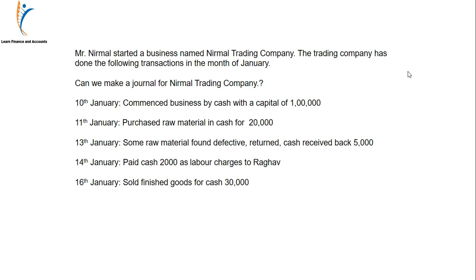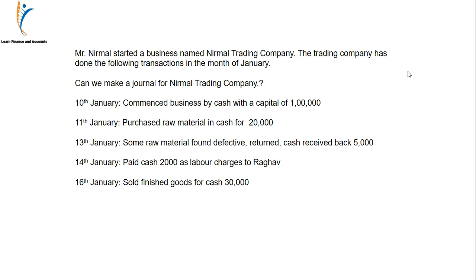The first transaction is that on 10th of January, the business was started by cash with a capital of 1 lakh rupees. Then the company purchased raw material. Some raw material was found defective, it was returned and cash of 5,000 was received back. On 14th of January, 2,000 was paid to Raghav for labor charges. Cash was paid, and on 16th January, some finished goods were sold for cash of 30,000. So these are the five transactions given to us.